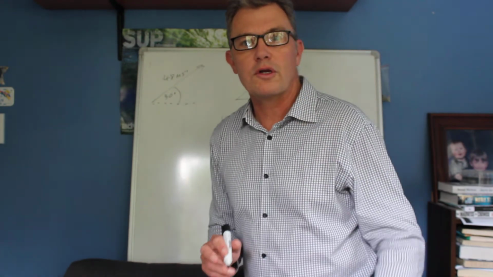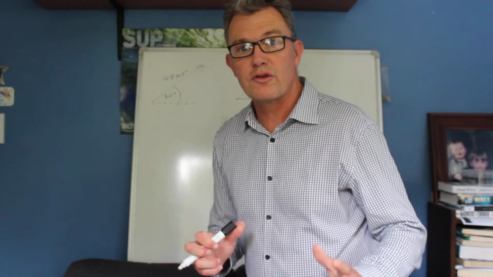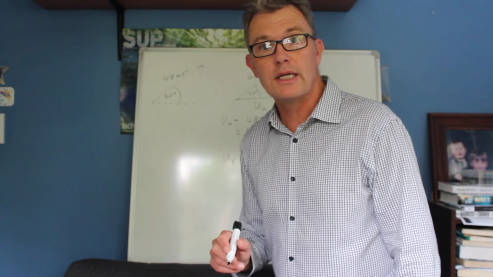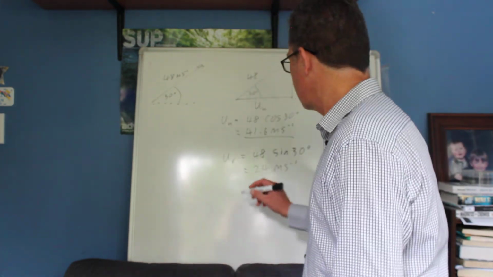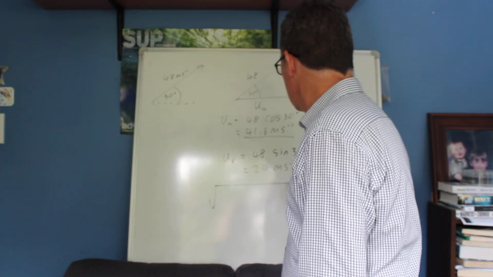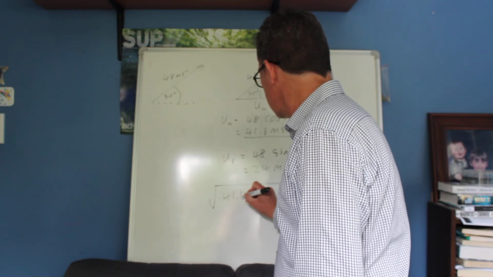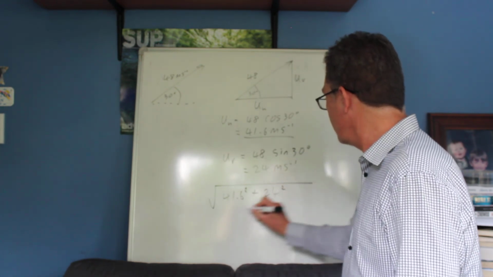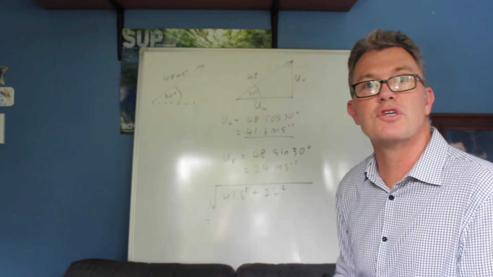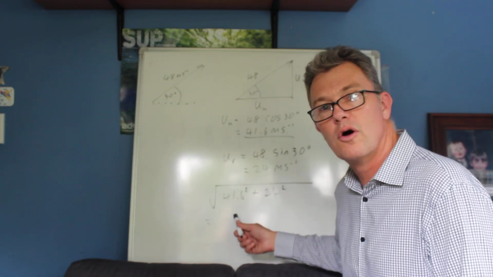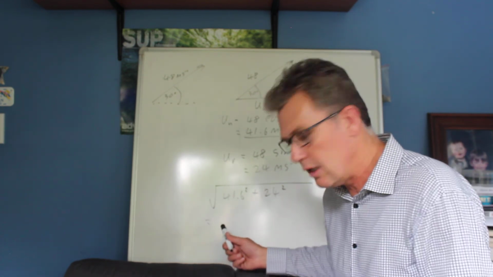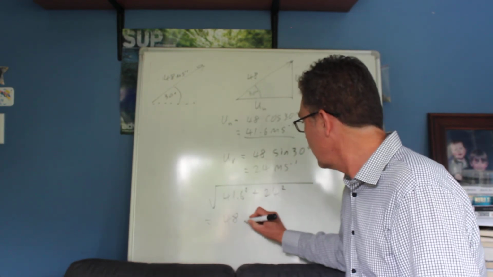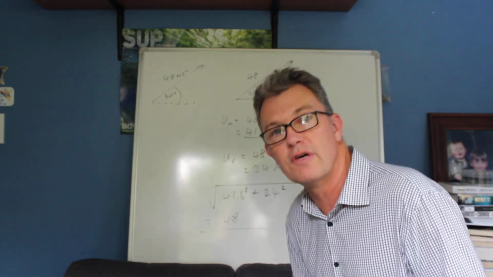Now, you want to check to see if this really has worked. So what you do is you go, hey Pythagoras, my old friend, come and tell me if I've got this answer right. So you go 41.6 squared plus 24 squared, and you see what that gives you. And if you do that, you will get something extremely close to 48. Which just goes to show that vector components work.